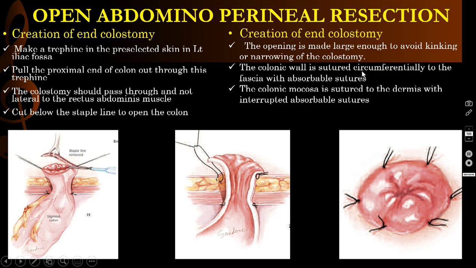The colonic wall is sutured circumferentially to the fascia with absorbable suture. You have to make two sutures. Here you are seeing one suture here, another one here, and circumferentially all around you have to suture this colonic wall to the fascia. This you have to do with absorbable suture, of course. Then the colonic mucosa is sutured to the dermis or the skin with interrupted absorbable sutures. So here you are seeing it all around. This also you have to do circumferentially. See, this is what you are seeing here. You have to suture it to the skin.